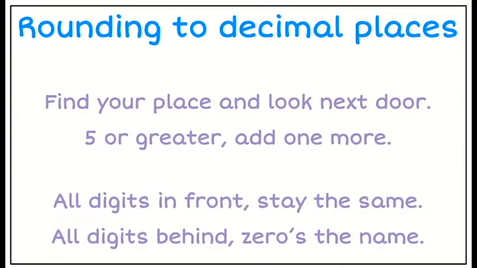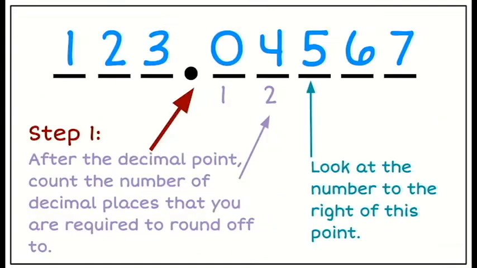So here is the rule. It says find your place and look next door, 5 or greater, add 1 more. All digits in front stay the same, all digits behind, 0 is the name. So let's see if we can use that rule.